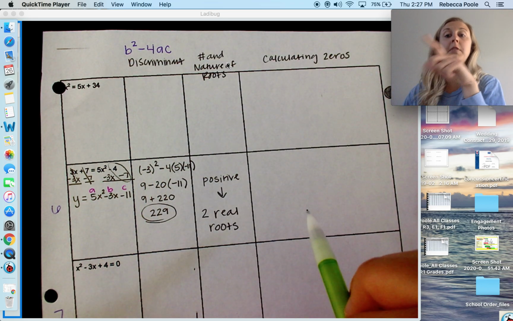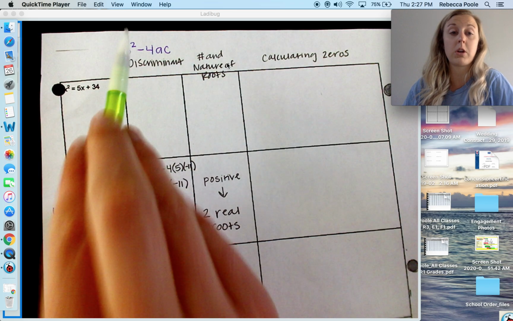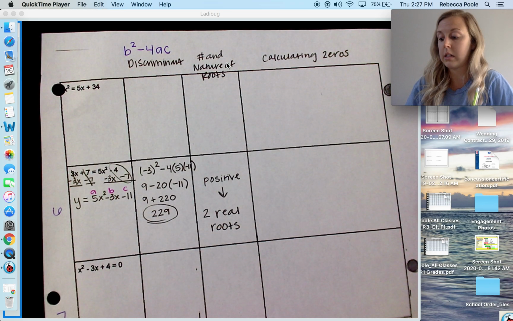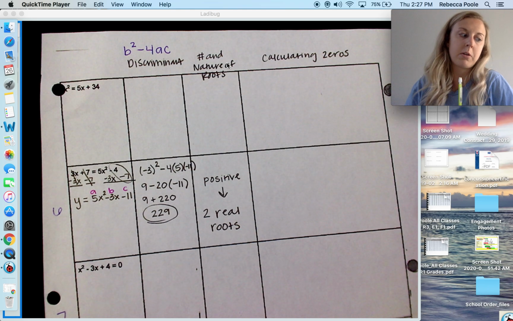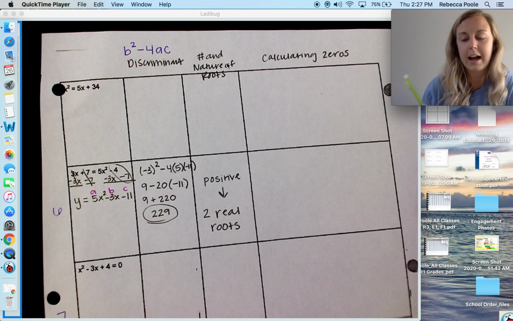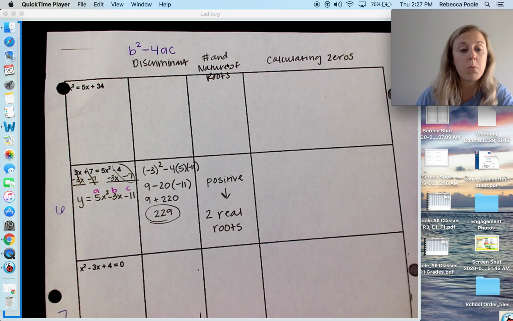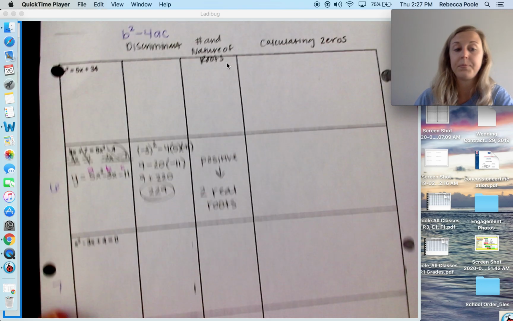I will attach a video to Canvas that shows you where this formula comes from if you're interested to see. But I know some of you probably are not because you're not nerdy like I am. So we're going to keep doing a couple more discriminant examples, okay?